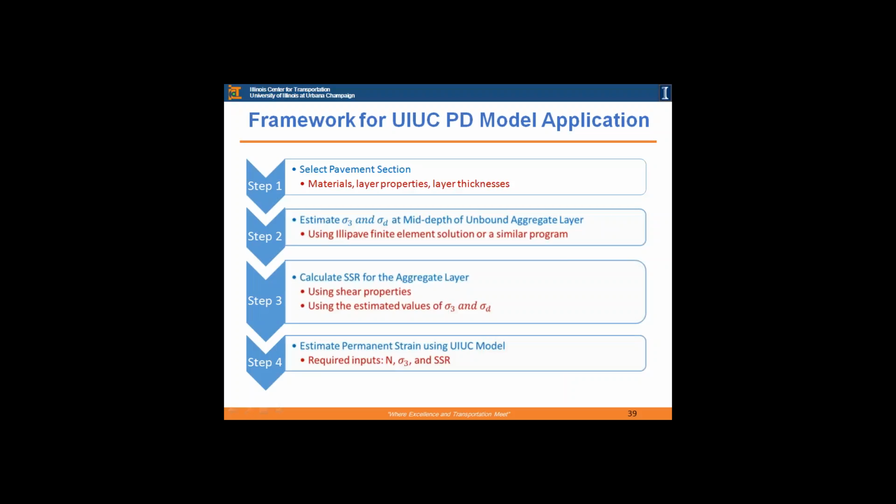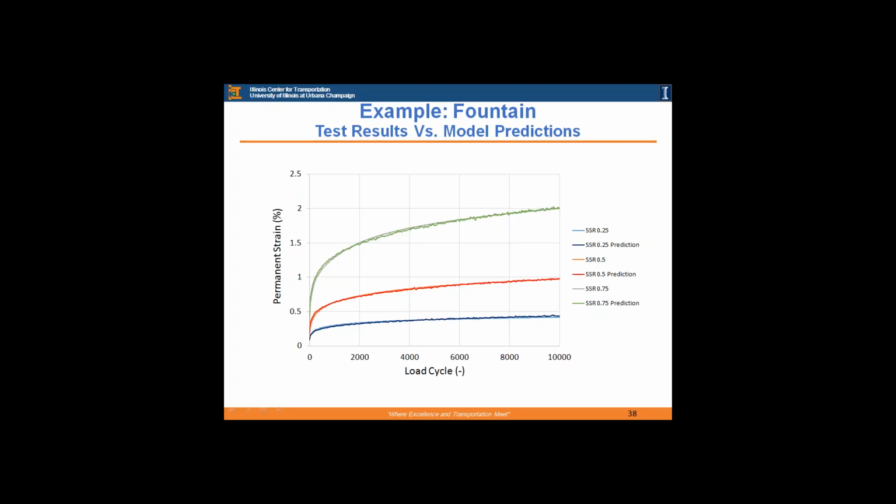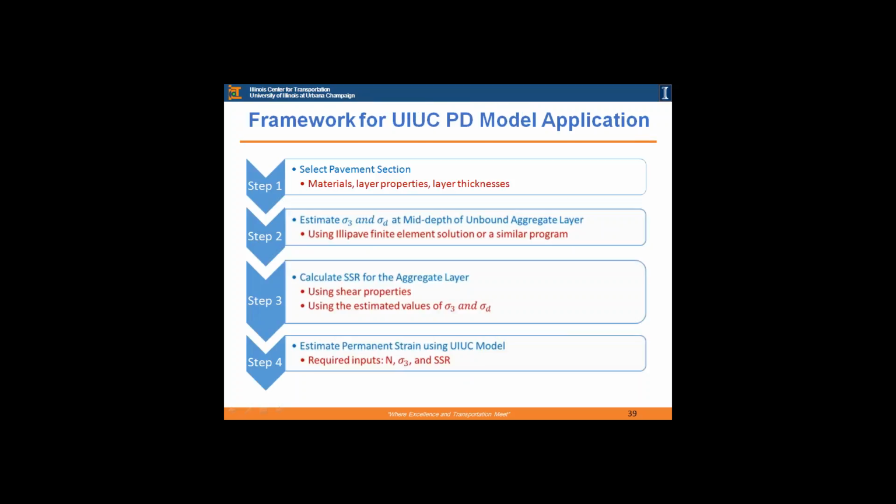So back to this step, I was showing the correlation between the model parameters or the predictions versus the actual test results. And I was talking about the application in real application for pavement design. So this actually starts like any other design where we select the pavement section, select our materials, layer properties, and layer thicknesses. And then the next step, because in our model we need the stress states, so we need to actually estimate the confining pressure and the deviator stress or the stress states at the mid-depth of the unbound layer material in the pavement design.